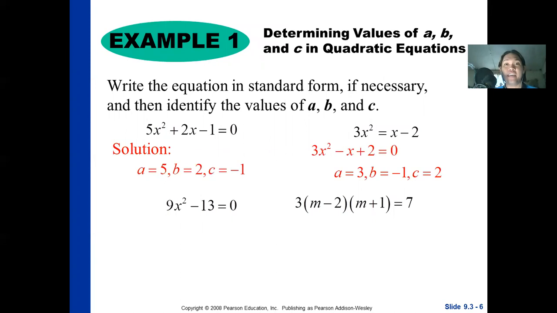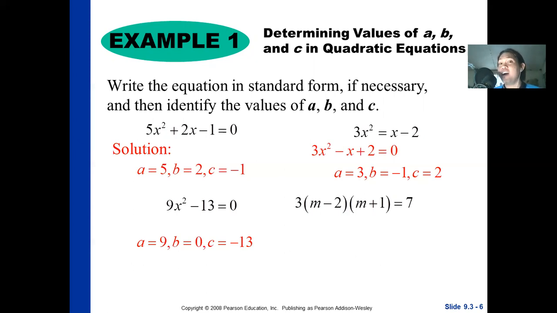Let's try to identify the values of your A, B, and C in the next equation. We have 9x squared minus 13 is equal to 0. So in that case, what have you observed? There is no x. There is no middle term. We have the first term and also the constant term. So we can right away give the value of your A because it's already in standard form. What is the standard form again? Ax squared plus bx plus c. So we have A is equal to 9, B is equal to 0, and C is equal to negative 13.